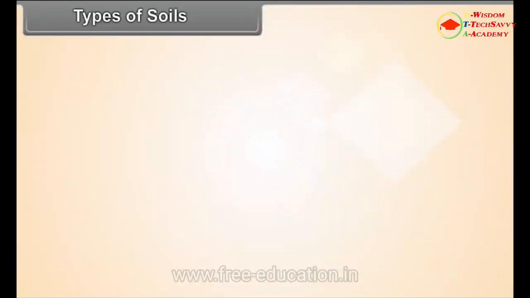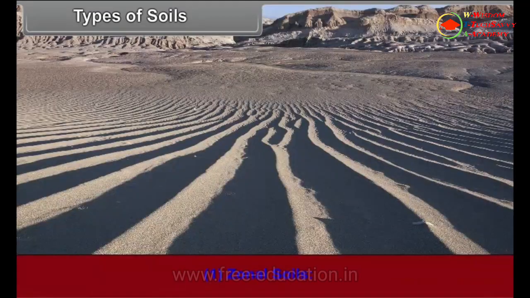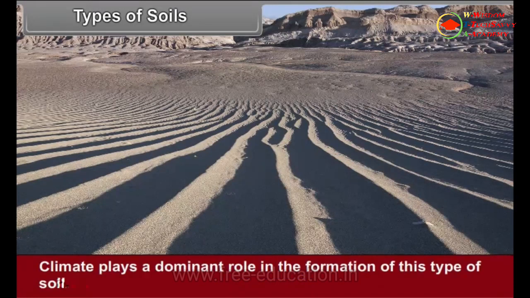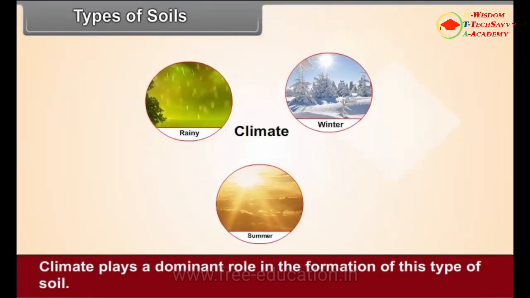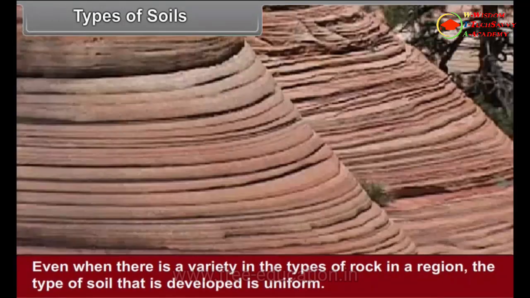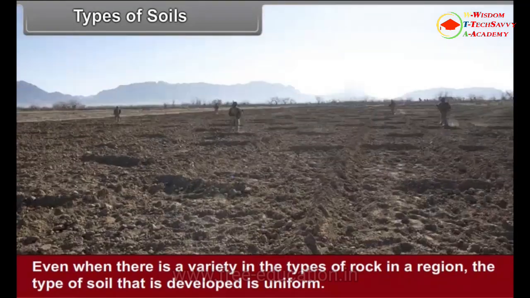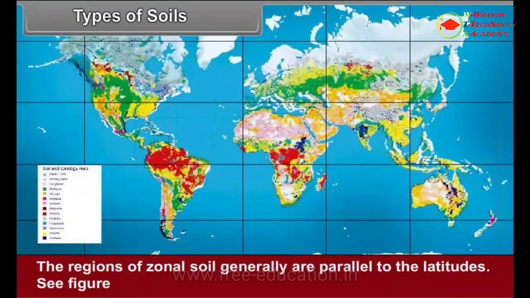Types of soils. Based on their properties and processes of formation, three types of soils are identified. Zonal soils. Climate plays a dominant role in the formation of this type of soil. Even when there is a variety in the types of rock in a region, the type of soil that is developed is uniform. The regions of zonal soil generally are parallel to the latitudes.